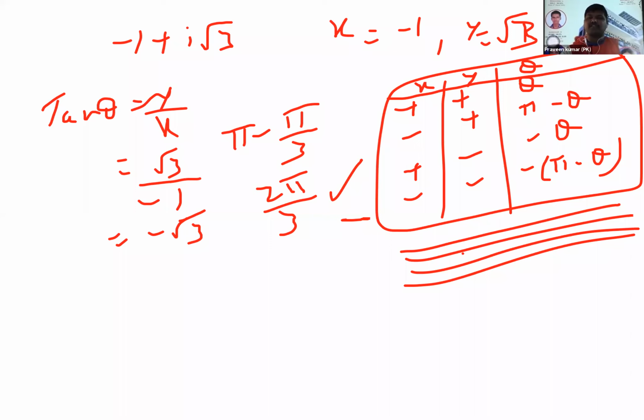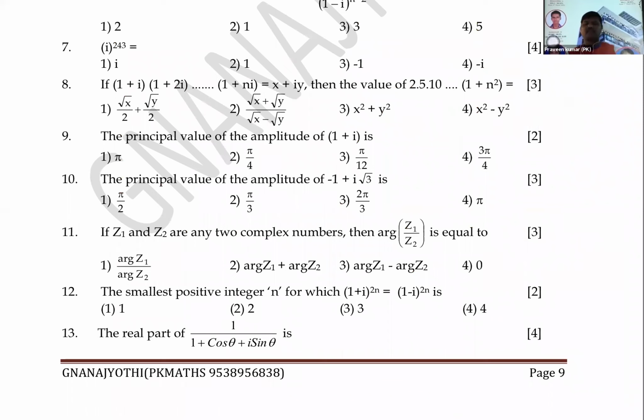Theta equal to tan inverse of minus root 3 is wrong, because x negative, y positive gives pi minus theta. That's why I explained this table. Understood? If Z1 and Z2 are any two complex numbers, argument of Z1 by Z2 is equal to arg Z1 minus arg Z2. It's a purely formula we already discussed. Remember: arg Z1 by Z2 equals arg Z1 minus arg Z2. The 11th one is a direct formula, third option.